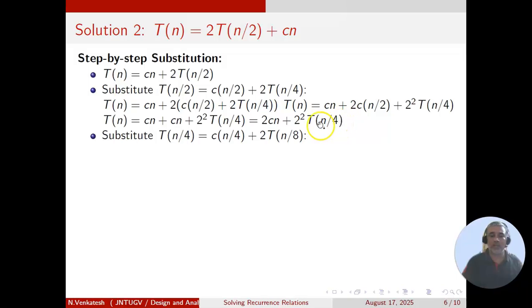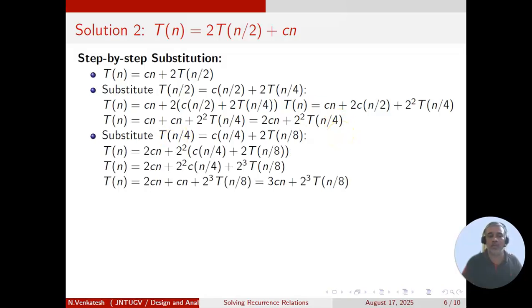Now what is T(n/4) from the original equation? T(n/4) is 2 into T(n/8) plus C n/4. Substitute T(n/4) into the above equation. Then we'll get T(n) as 3 into Cn plus 2 cube T(n/8).